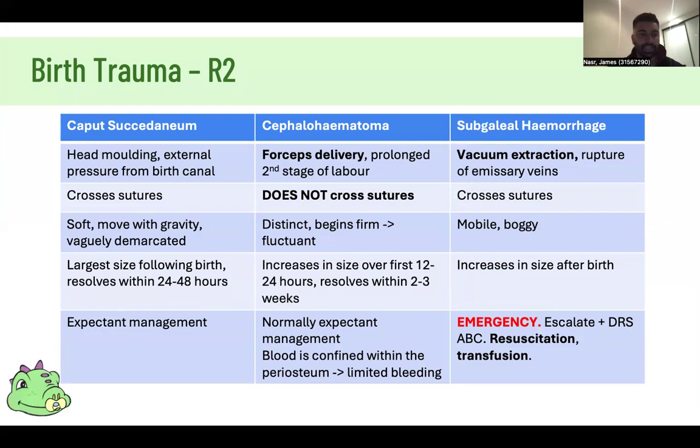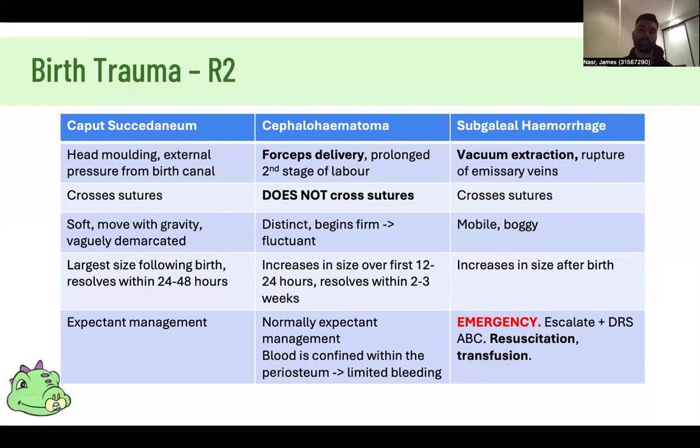So caput is your least severe one. It's mainly associated with head molding when you get external pressure from the birth canal during birth. A cephalohematoma is normally associated with a forceps delivery, whereas a subgaleal is normally associated with vacuum extraction. And the pathophysiology behind this is just rupture of the emissary veins. The way to differentiate them, essentially, is that a cephalohematoma doesn't cross the sutures, whereas the other two do.